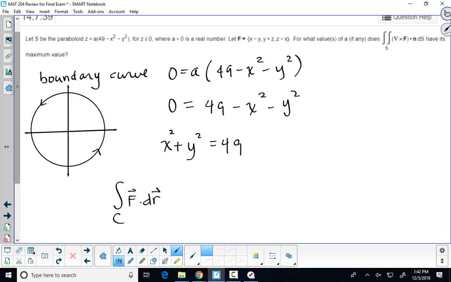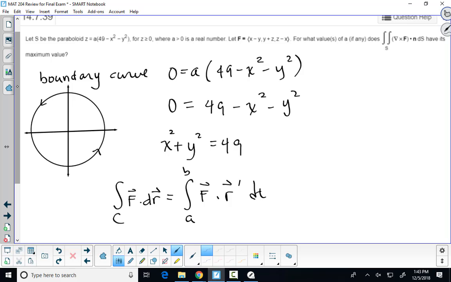And so the curve is not going to change given a different a. The vector field certainly doesn't depend on a. Right? When we go to evaluate, we are going to have f dot r prime dt. And r, the boundary curve, and its derivative do not depend on a. F does not depend on a. So the value of the line integral does not change. If you put in different a's, the boundary curve doesn't change, so the line integral doesn't change. Our conclusion then is that there is no maximum value.